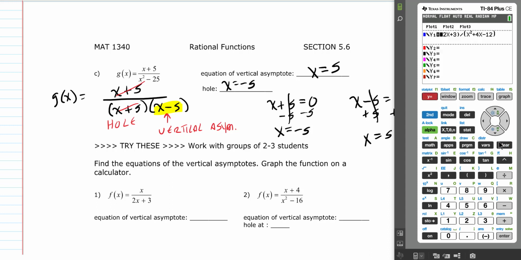All right, so now we're going to go back to the original problem. The original problem was x plus 5 in the numerator divided by x squared minus 25 in the denominator. Got to put that in. I'm going to type graph. Now, these things will look kind of weird on these calculators too.